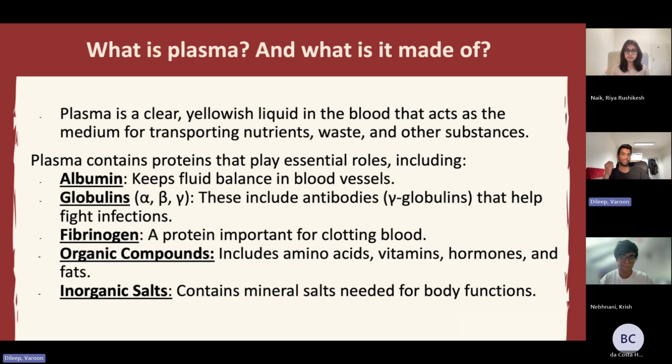When we talk about the basic function of these proteins, we have albumins, which keep the fluid balance in the blood vessels. Then we have globulins, which are divided into alpha, beta, and gamma. Specifically, gamma globulins help fight infections as they produce specific antibodies. Then we have fibrinogen, which is important for the clotting of the blood. And the organic compounds include amino acids, vitamins, and hormones.